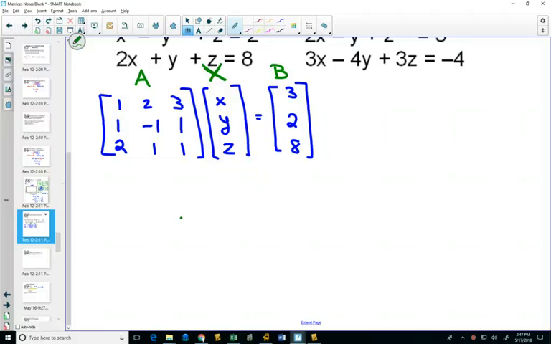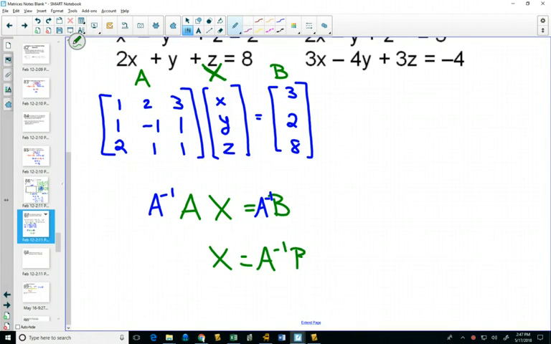So now, instead of having to rewrite these things, if I multiply in front by A inverse here, I would have to multiply in front by A inverse there. And that would give me that X is equal to A inverse B. And we'll get our answer. So I'd like you to do this one and the other one.